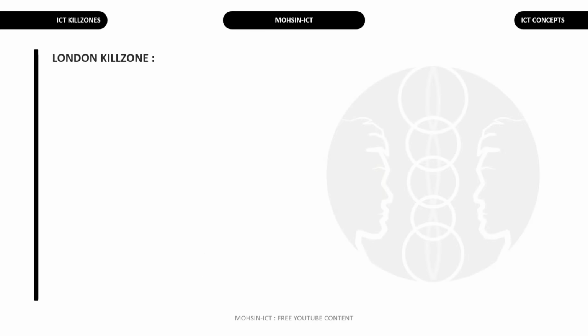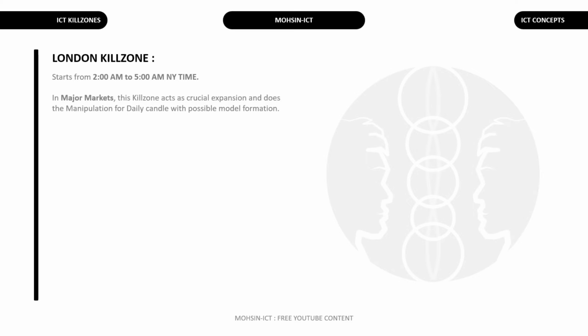Our next Killzone is London. It starts from 2 a.m. to 5 a.m. New York time. In major markets, this Killzone acts as a crucial expansion and does the manipulation for the daily candle with possible model formation. When I say possible model formation, I mean sometimes it can act as a continuation with the Asian Killzone, and sometimes it can act as a reversal after a good manipulation. Mostly it will be a reversal with the possible model formation.